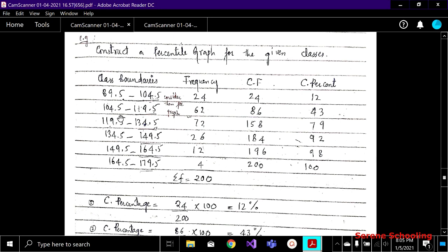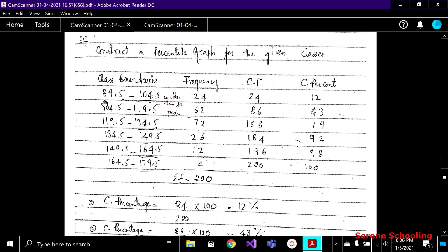If you don't mark them, you are still going to get them, because this is the upper class boundary for this class, and for the next class this is the lower boundary. So definitely by this class or by that class, this 104.5 is going to be covered. Similarly 119.5 is going to be covered in one way or the other. But the important point is that all of these values will be marked on the x-axis, but the cumulative percentages we will start marking from the upper class limits.